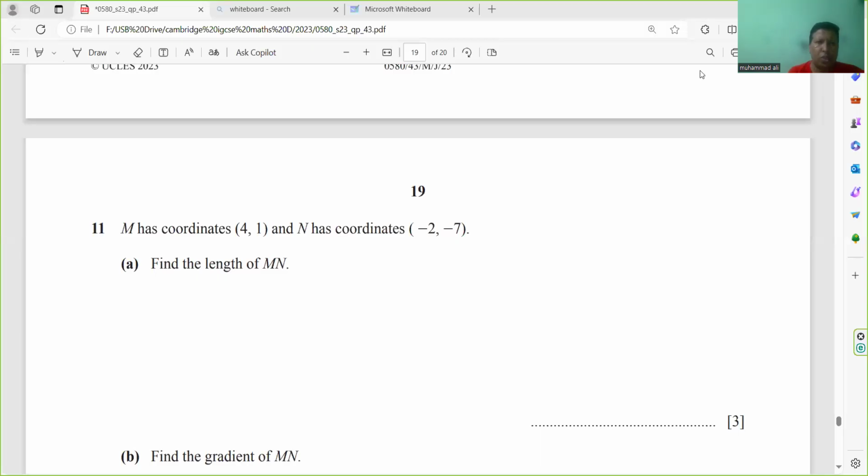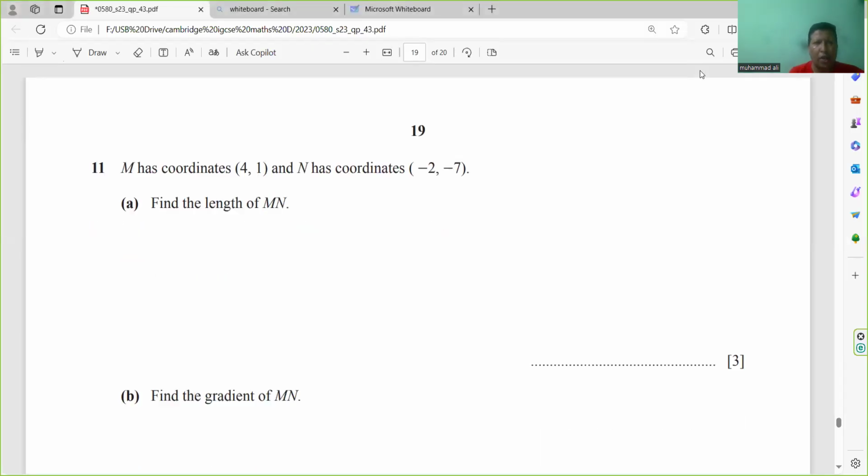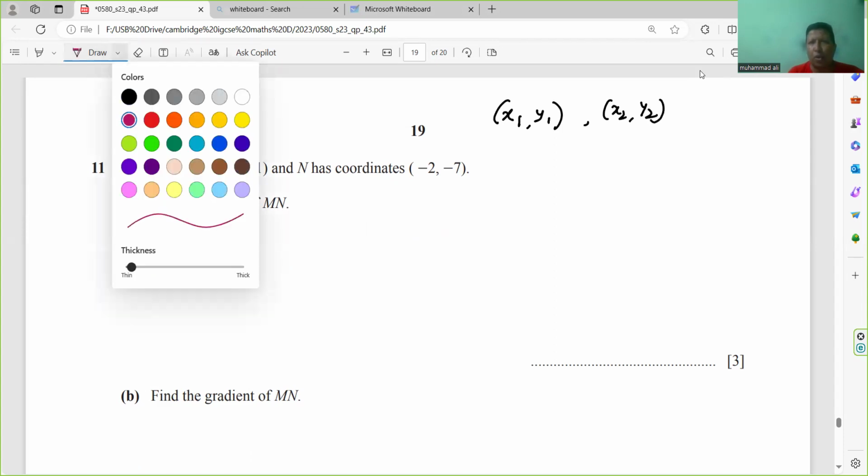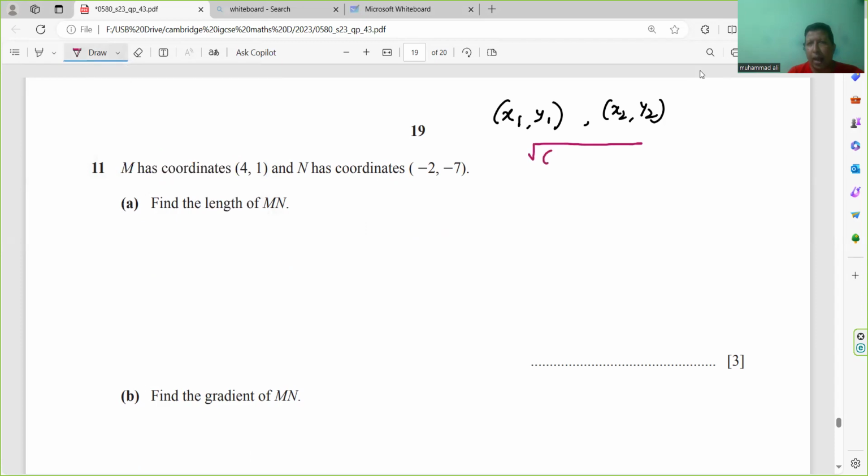Now we try to solve question number 11. M has coordinates 4, 1 and N has coordinates minus 2, minus 7. Find the length of MN. So we have to remember, if we have two coordinates like x1, y1 and x2, y2, to find out the length between these two coordinates, the formula is root over x2 minus x1 whole square plus y2 minus y1 whole square. So we have to follow this formula.